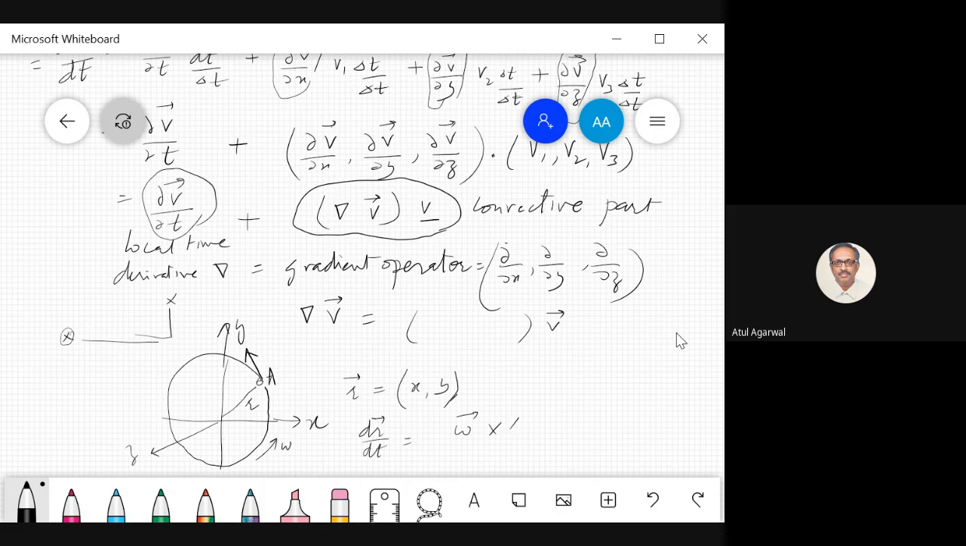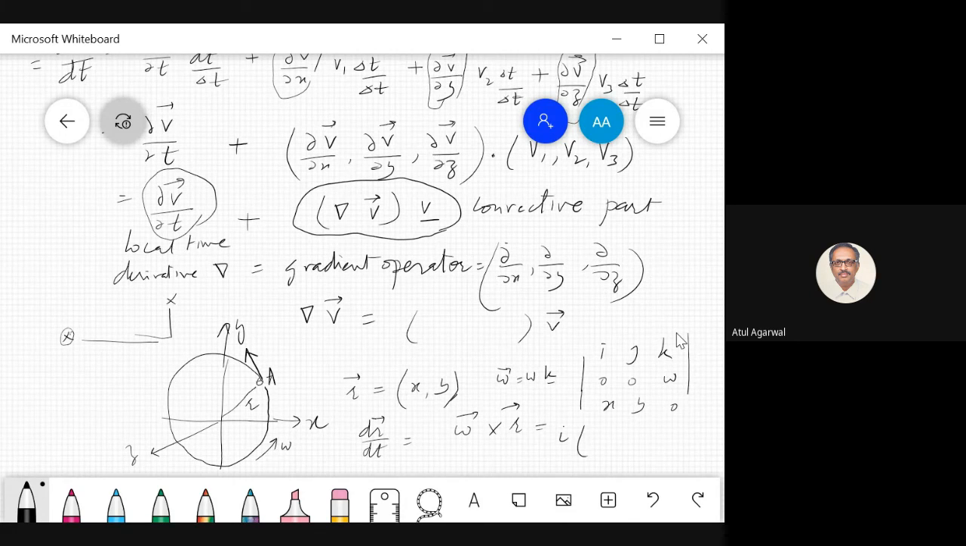You must have heard of omega cross r. So i, j, k, 0, 0, omega. Suppose angular velocity is omega k. And what is your r? Okay. So if you expand this, what do you get?